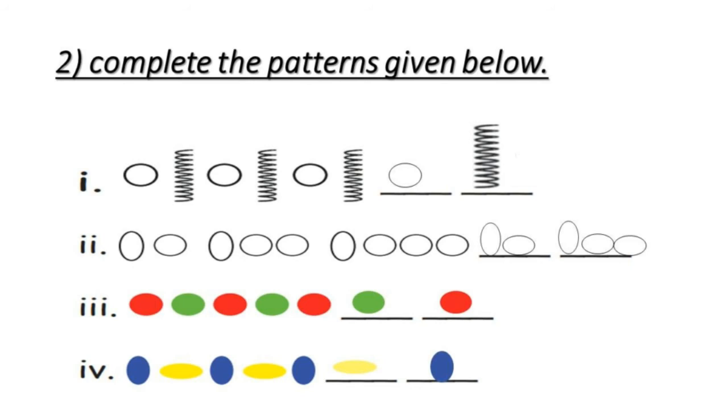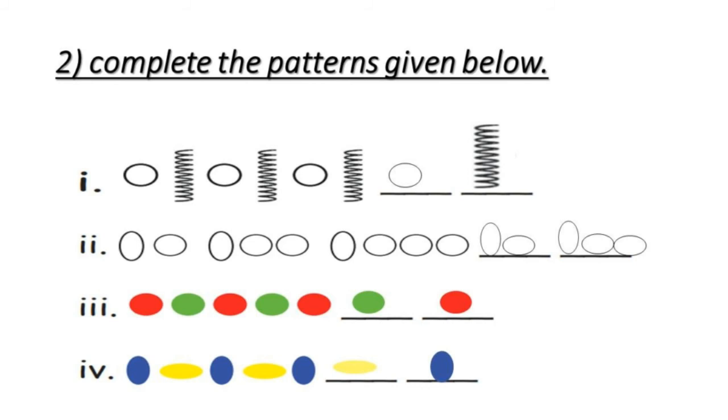Second one: oval and one circle. Second one: oval, two circles. Third one: oval, three circles. What comes next? The pattern repeats. So we get one oval and circle, second one oval and two circles.